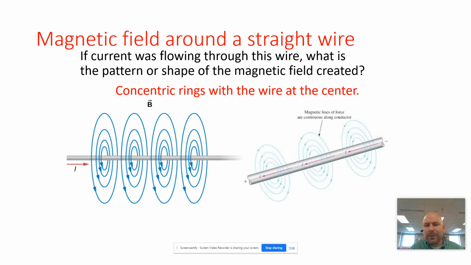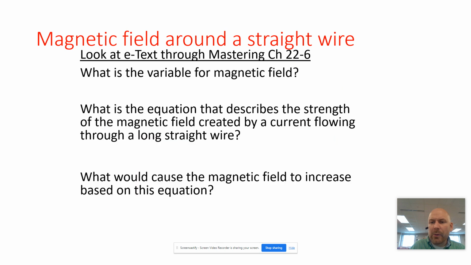What does that mean? Here are two examples of that. You've got a wire with current shown by the red arrows, and then the magnetic field is shown with capital B. So we have concentric rings where the wire's at the center. The variable that describes magnetic field is a capital B. The equation for the strength of the magnetic field near a long straight wire is equal to this constant times current over 2 pi times r. You're not going to need to calculate this per se. You just need to know how it works.